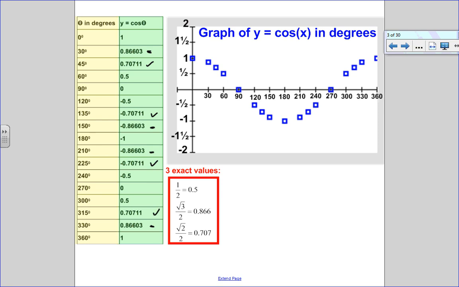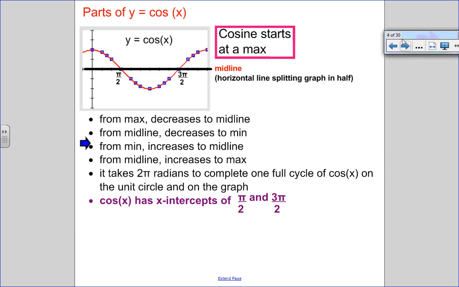So I put those into my calculator and I graph them, and I can see here the graph of a cosine curve. This is just one full turn of the unit circle connecting the dots. The graph is going to look like that. So that's what a cosine graph would look like. Let's examine some of the parts.